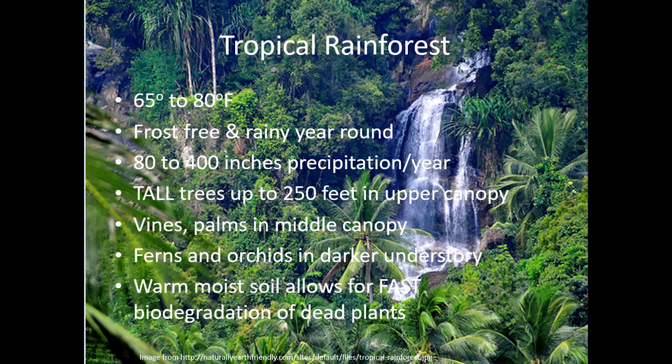So there's the tall upper canopy, then down below that there's vines and palm trees in the middle, and then at the very bottom you'll see lots of ferns and orchids that enjoy that kind of darker understory area where the light doesn't penetrate as much, but they're still very warm and moist.